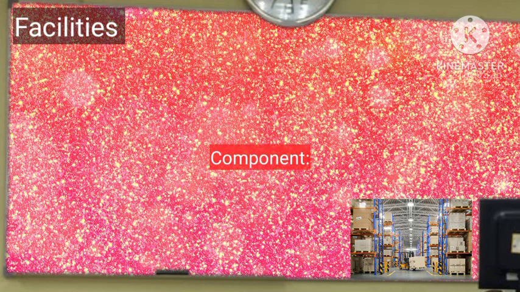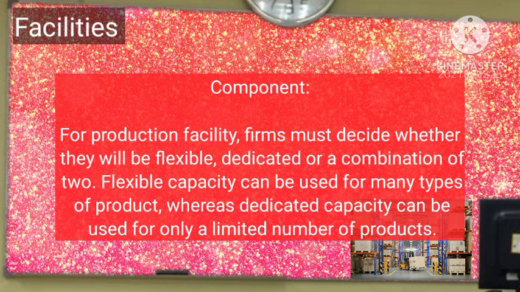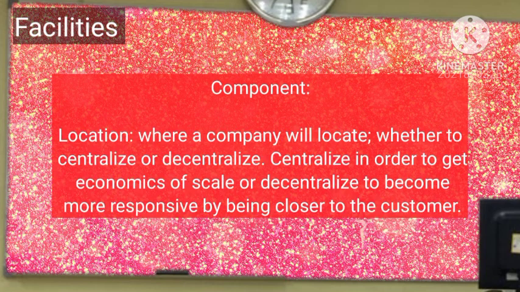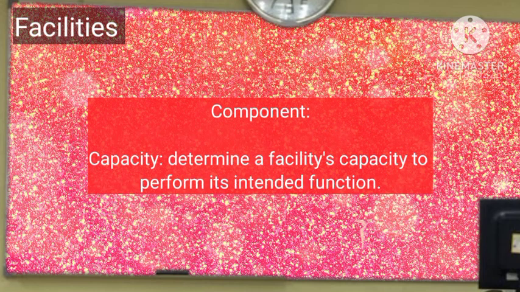Components of facilities decisions: firstly, the role. For a production facility, firms must decide whether they will be flexible, dedicated, or a combination of the two. Flexible capacity can be used for many types of product, whereas dedicated capacity can be used for only a limited number of products. Location: where a company will locate, whether to centralize or decentralize. Centralize in order to get economies of scale or decentralize to become more responsive by being closer to the customer. Capacity: determine a facility's capacity to perform its intended function.